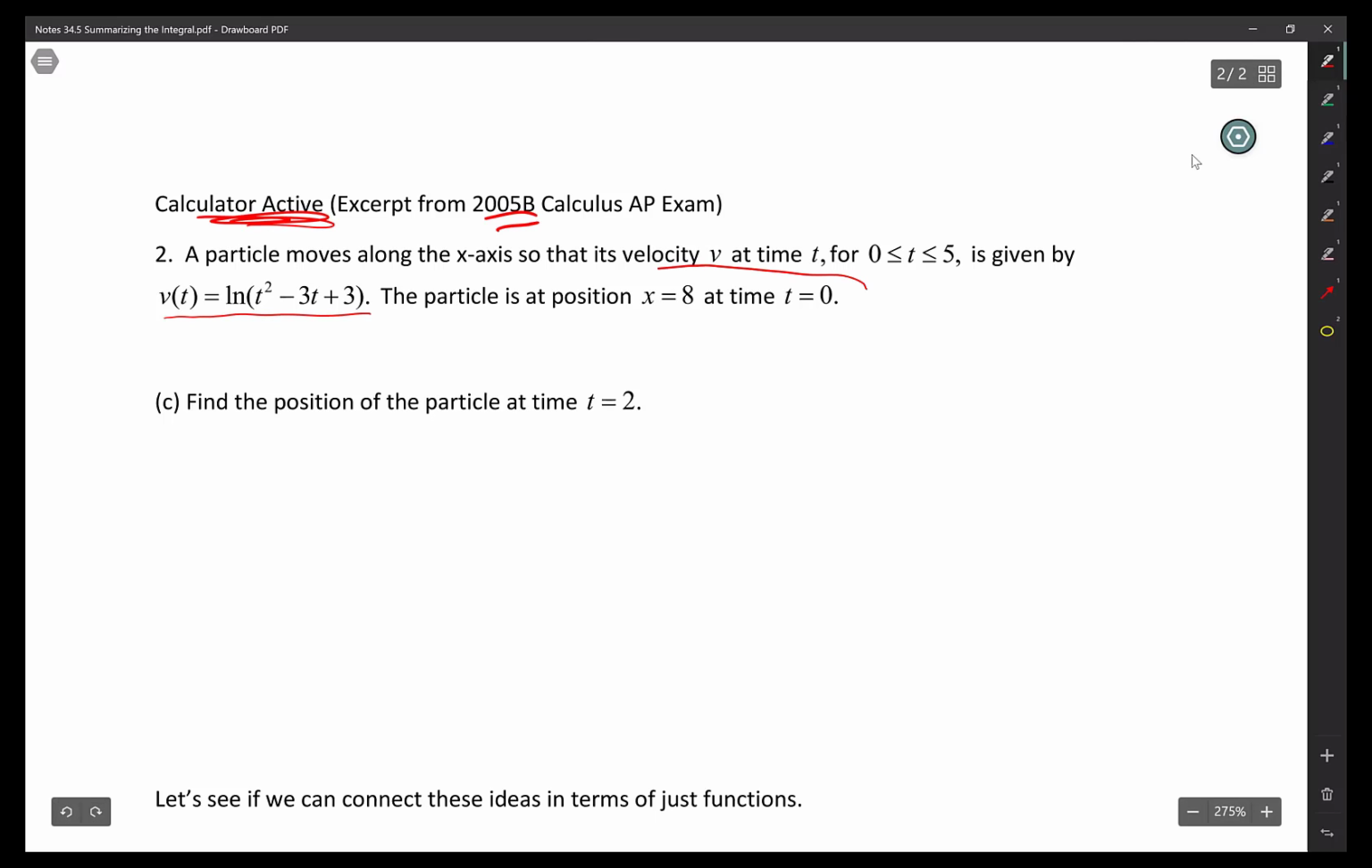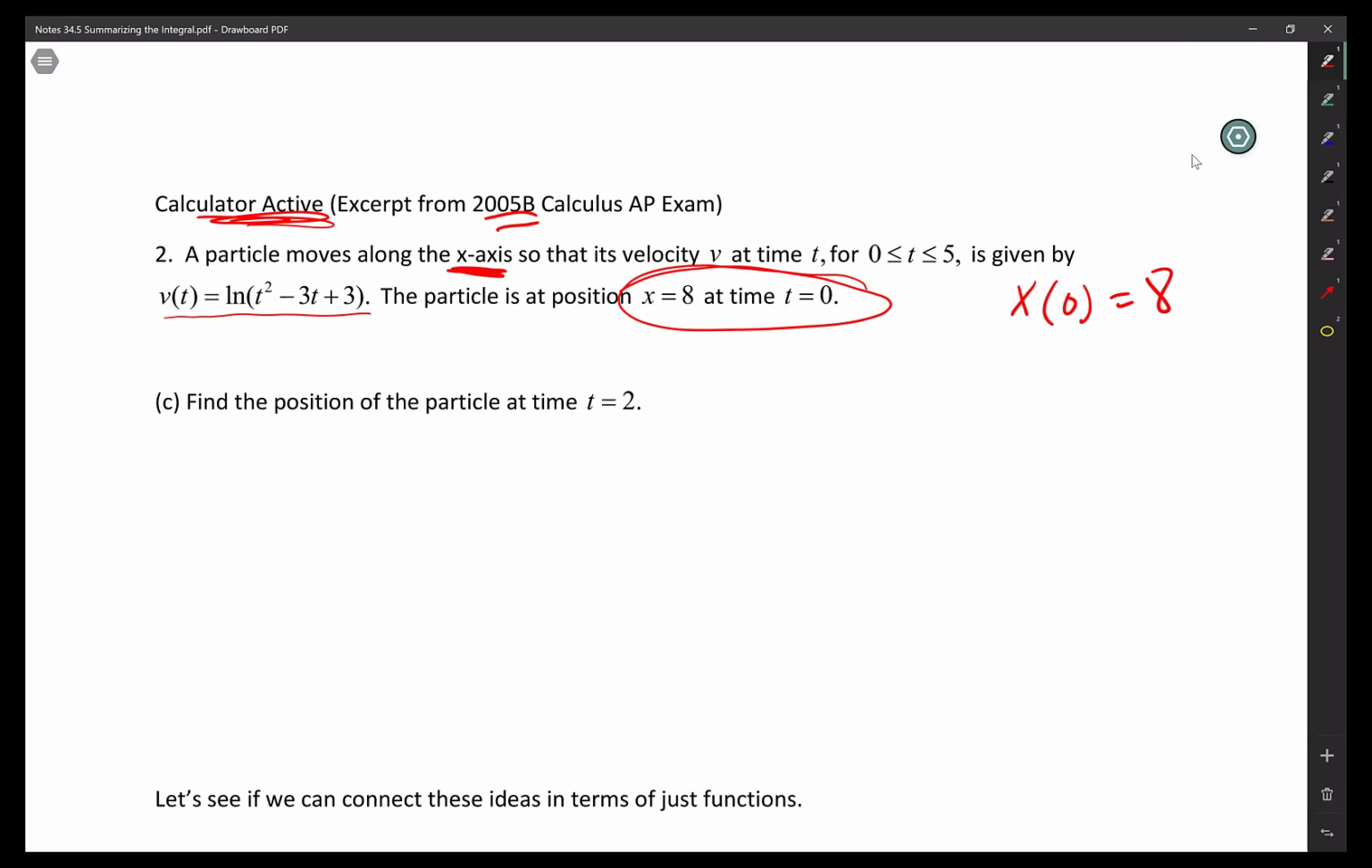All right, anyways, the particle is at position 8 at t equals 0. The first thing I would do, guys, I would note that somewhere. Maybe here on the side on the AP exam, I would say, by the way, it's moving on the x-axis. So if they tell you you're moving on an axis, I would use that letter. You're moving on the x-axis, so my position on the x at time 0 is equal to 8.